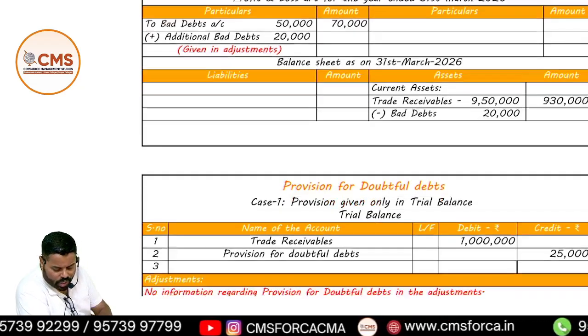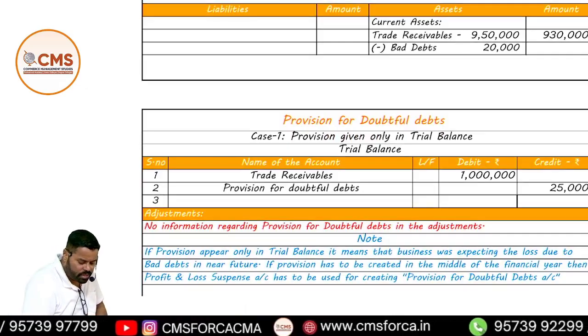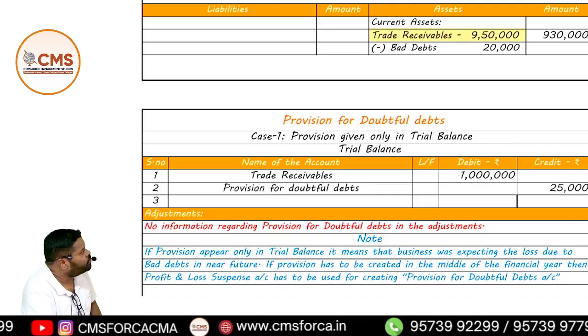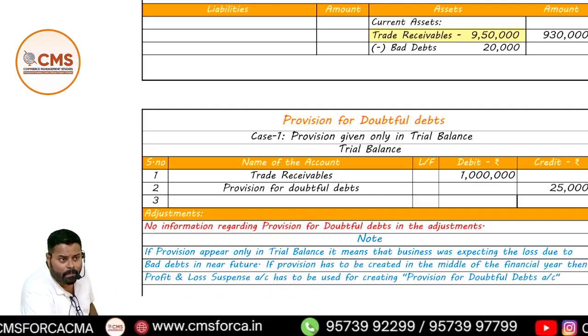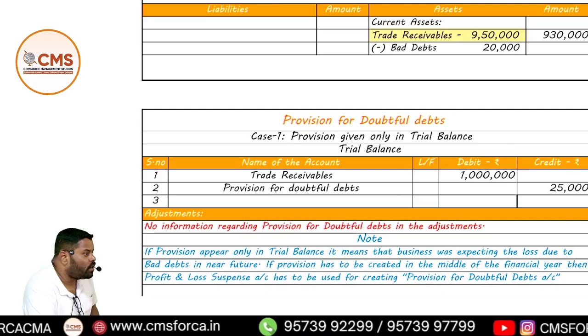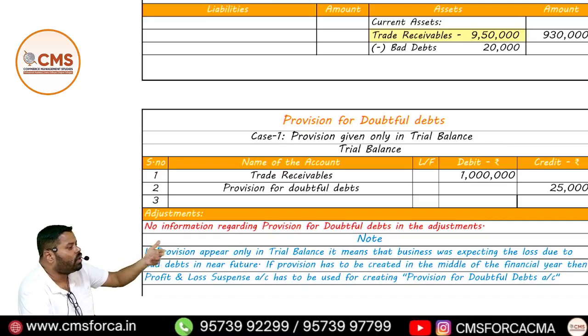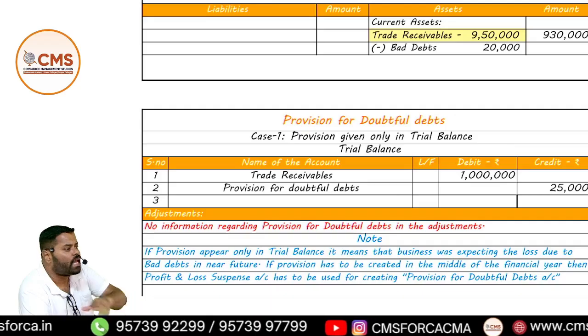Now, look at your balance sheet there. Trade receivables is taken as how much? 9 lakhs 50,000. From where did we bring this 9 lakhs 50,000? Trial balance. Less bad debts. Which bad debts? Adjustment bad debts. Why? Because trial balance bad debts are already adjusted. Only then we got the trade receivables as 9 lakh 50,000.